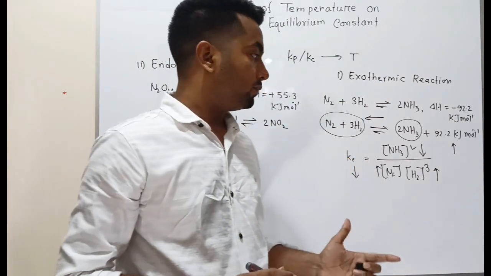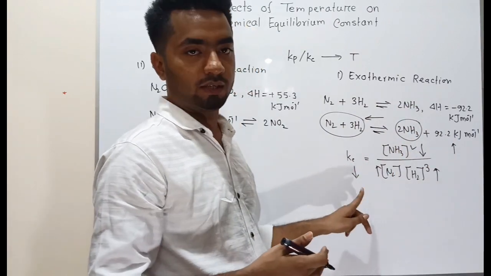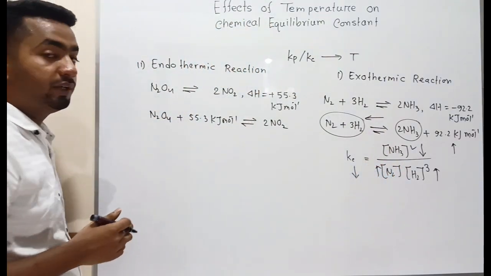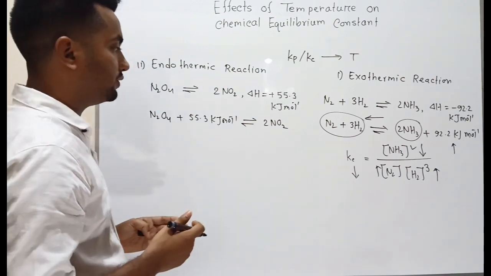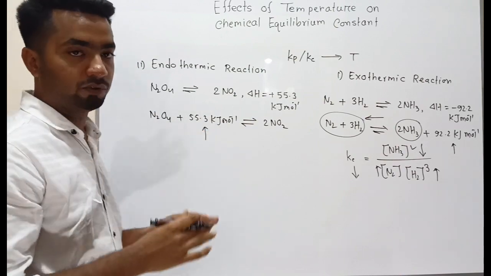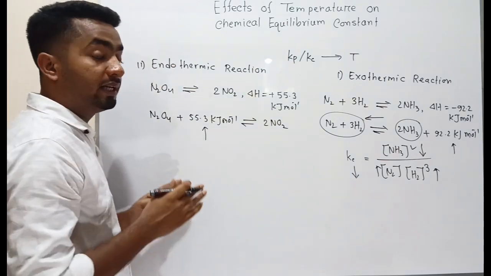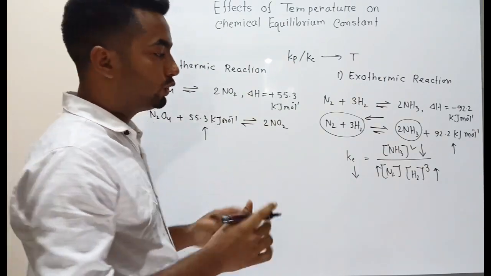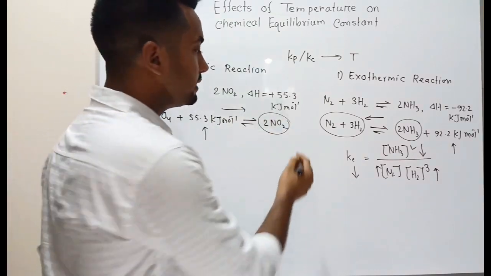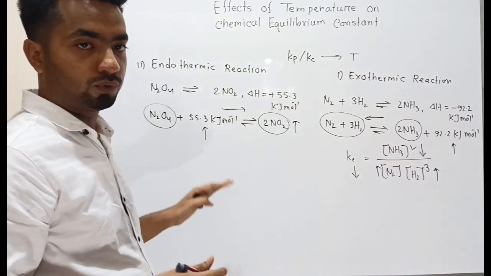So let's have a summary. We have increased the temperature or provided heat energy. As a result, the Kc decreases. Now come to the endothermic reaction. If we increase temperature or provide heat energy for an endothermic reaction, that means we have increased the left side of the reaction. According to Le Chatelier's principle, the chemical equilibrium position is bound to move to the right, causing the concentration of NO2 to increase and the concentration of the reactant N2O4 to decrease.